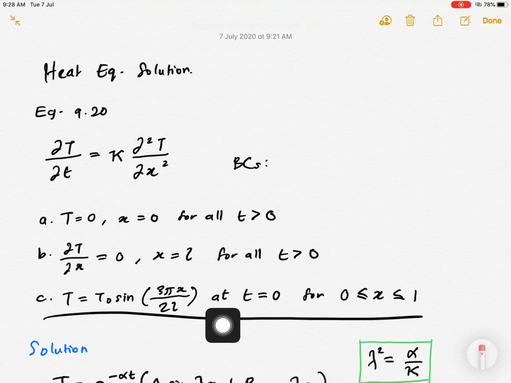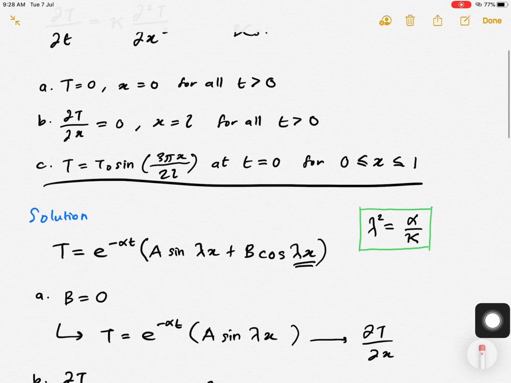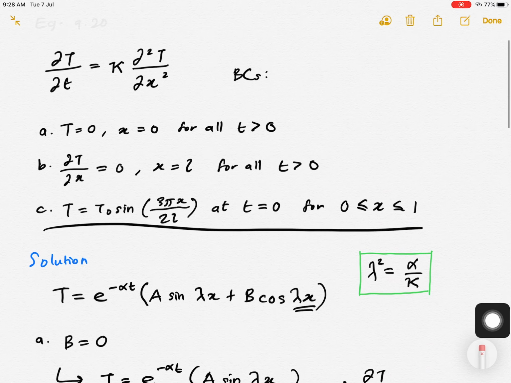And when time is 0, which is at the beginning, when the range of x is from 0 to 1, these are the behavior of the temperature. This is the temperature profile at the beginning, when time is 0 and at this range of x. Okay, so how to solve the heat equation?